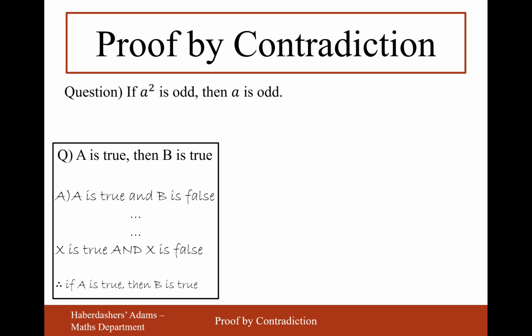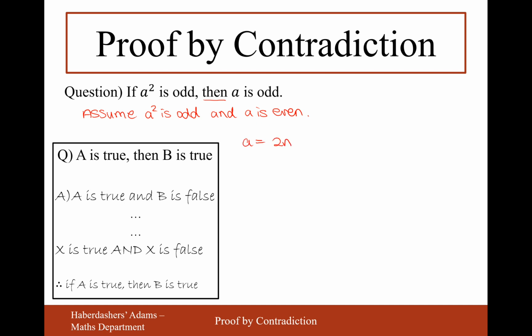Okay, so let's move on to the next one. And the next question says, if a squared is odd, then A is odd. So we've got the keyword of then in this sentence, so we're going to negate everything after then. So we're going to assume the first part is true, A squared is odd, and then everything after the then is going to be the opposite. So A is even.